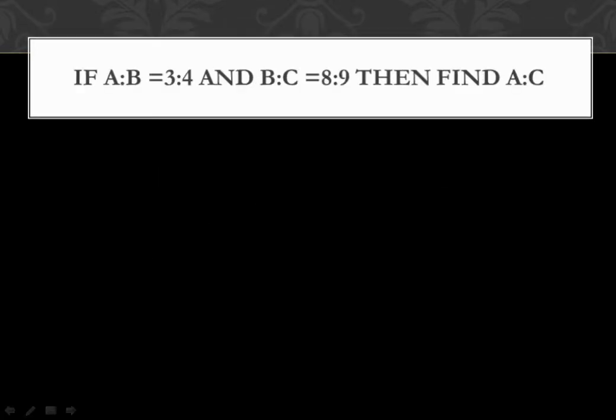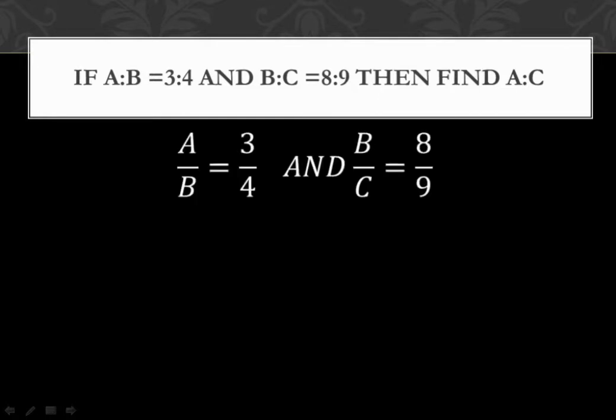The next question is: if A is to B is given as 3 is to 4 and B is to C is given as 8 is to 9, we need to find out A is to C. So first thing, we will write them as fractions. Writing them as fractions, I get A upon B equals 3 by 4 and B upon C equals 8 by 9.